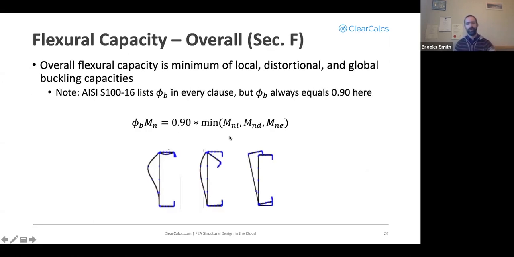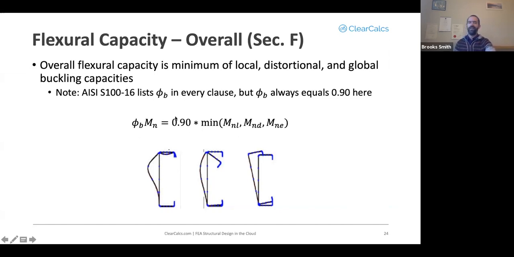So overall, now that you've gone through all that work and number of slides here, you can finally calculate what your flexural capacity is for the beam. That's simply equal to 0.9 times the minimum of MNL, MND, and MNE, your local, distortional, and global buckling capacities.